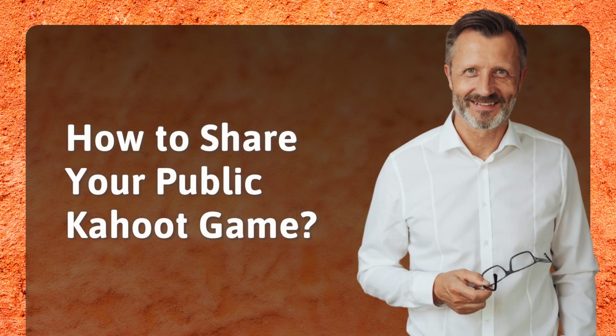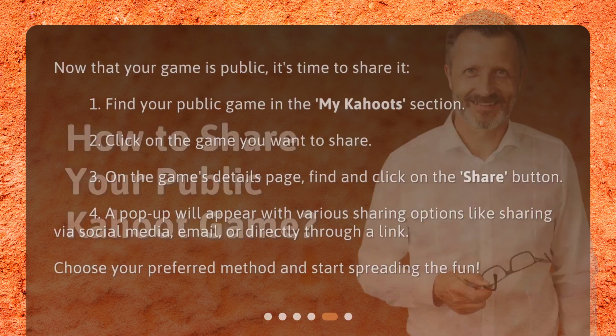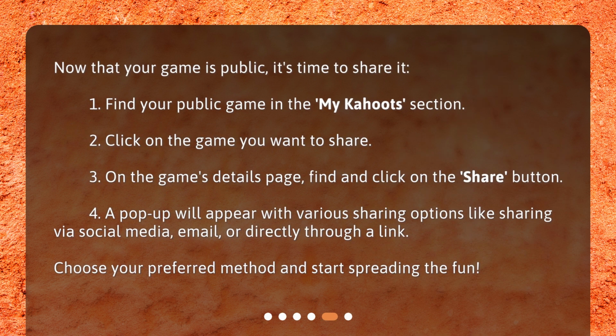How to share your public Kahoot game? Now that your game is public, it's time to share it. 1. Find your public game in the My Kahoots section. 2. Click on the game you want to share. 3. On the game's details page, find and click on the Share button. 4. A pop-up will appear with various sharing options like sharing via social media, email, or directly through a link. Choose your preferred method and start spreading the fun.